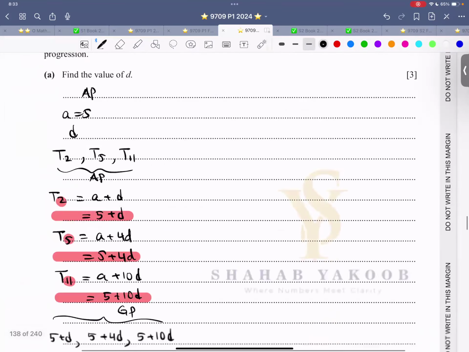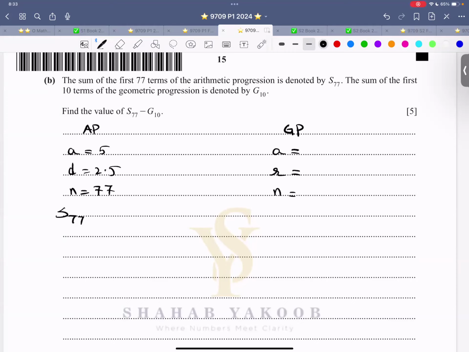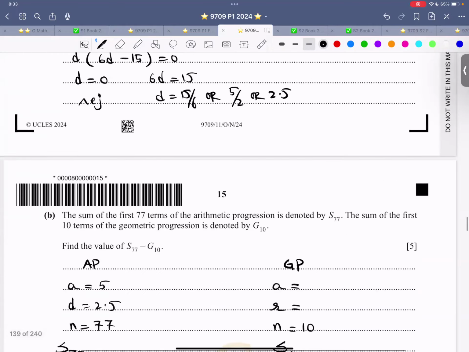What do we need? They need, on the next page, the sum of the first 77 terms of the AP. So in the AP, first term is 5, d is 2.5, and the sum of the first 77 terms I'll evaluate. And for the GP, what do I have? First term, I need to write it. And common ratio, I need to write it. Number of terms is 10. And then I'll evaluate the sum of 10 terms.